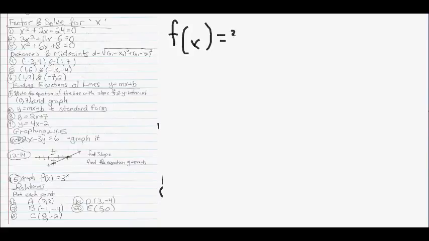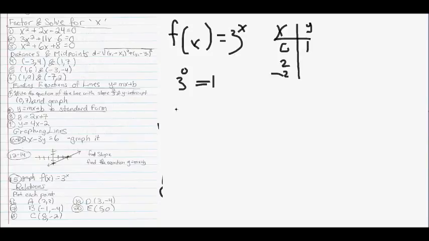Number 15 says graph f of x, or y, equals 3 to the x exponent. So we'll pick the following. I'll pick 0 to negative 2. Alright, so if we replace x with 0, anything to the 0 power is 1. Now let's try 2. That's going to be 9.